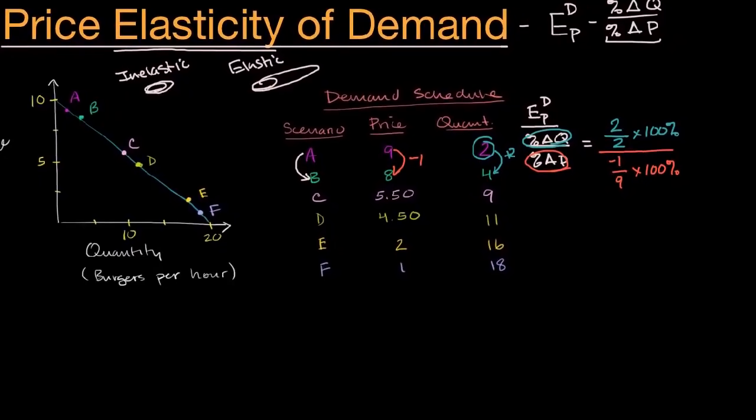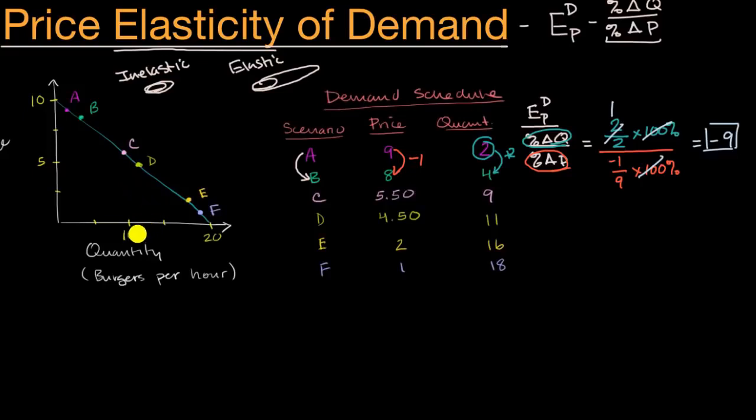This math is reasonably straightforward because the 100% cancel out. This is just a 1. 1 over negative 1/9 is just going to be equal to negative 9. So you have a negative 9 price elasticity of demand. Before I interpret that more, let's look at the price elasticity of demand starting from other points to other points on this curve.